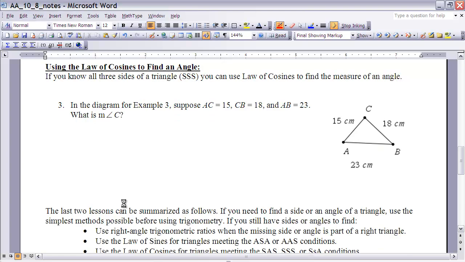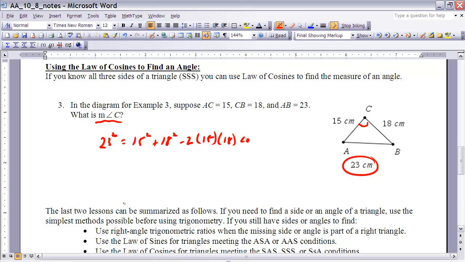In my third example here, I have a situation where I have side side side, and I'm trying to solve for a missing angle. So we're asked in this example to find the measure of angle C. So I'm going to set it up in such a way that if I'm trying to find this angle right here, I'm going to start with the 23. So I'm going to say 23 squared, because that's opposite the angle I'm trying to find, is equal to 15 squared plus 18 squared minus 2 times 15 times 18 times the cosine of C. Okay? So our goal is to figure out what C is, so we've got to get C by itself. Remember, this is all multiplied together, so we have to be a little careful on how we go about solving this.